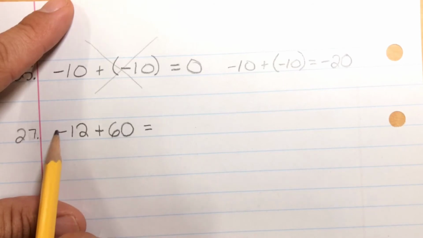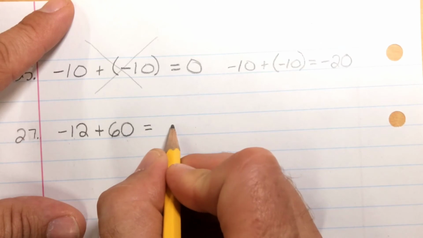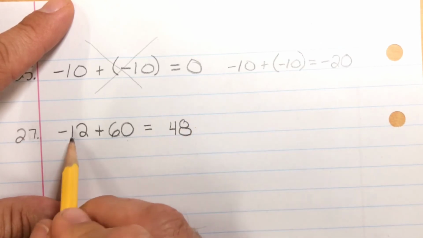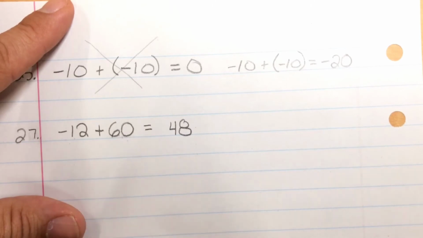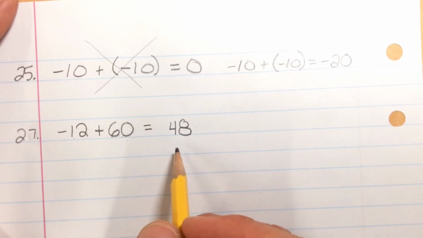So different signs. I have a negative and a positive, so I subtract those numbers. 60 take away 12 is 48. And I keep it positive for the 60, which is good because now I've got money in the bank.